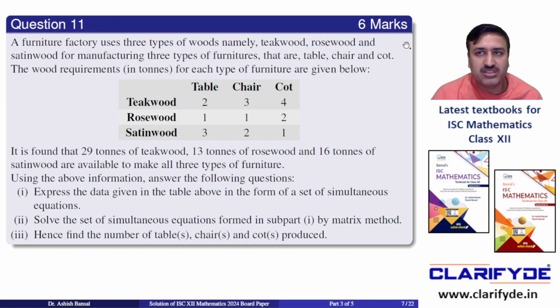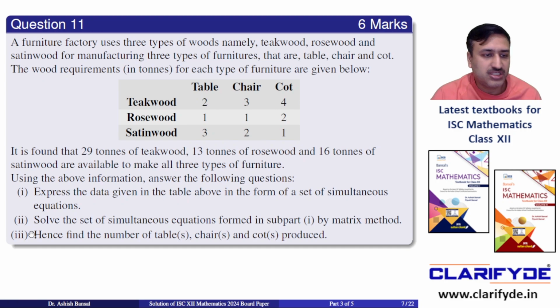Question number 11 is of 6 marks. It says the furniture factory uses 3 types of woods, namely teak wood, rosewood and satin wood, for manufacturing 3 types of furniture, that are table, chair and cot. The wood requirements are given. It is found that 29 tons of teak wood, 13 tons of rosewood, and 16 tons of satin wood are available to make all three types of furniture.